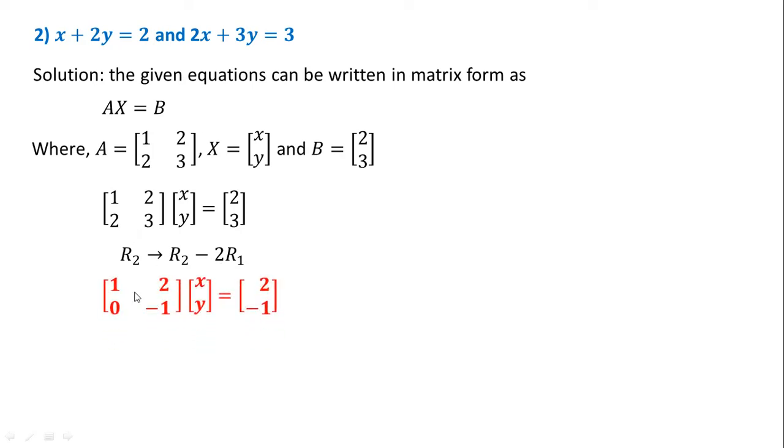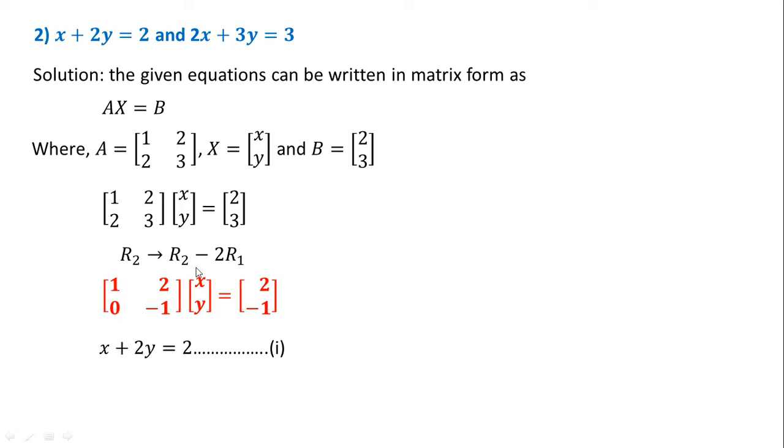So see here, you apply it, so the first row remains as it is, and 2 minus 2 gives 0, and here 3 minus 2 into 2, that is 3 minus 4, that is minus 1, and here this is 2 as it is, and 3 minus 4, again here it is minus 1. So we convert the matrix of coefficients into an upper triangular matrix. Now again write the equation like this.